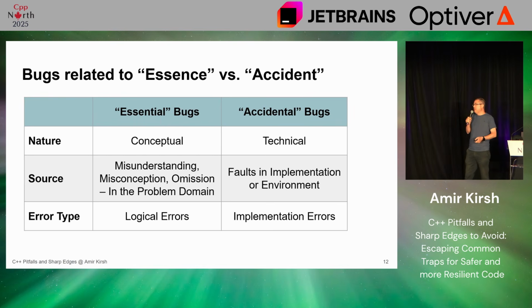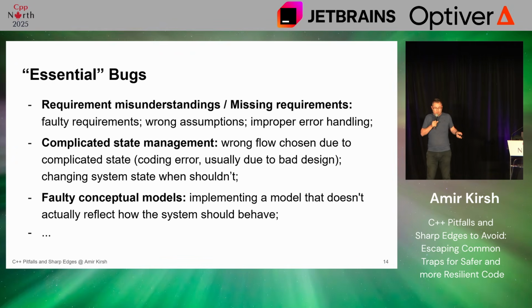It's not that we didn't realize the actual requirements. The source of essential bugs might be misunderstanding, misconception, omissions. The source of accidental bugs might be faults in implementation, and it relates to actual errors, which would be logical errors or implementation errors. Essential bugs would be requirements misunderstanding, or complicated state management that is not reflected in the actual system correctly. Faulty conceptual models, like we didn't model the actual thing in the code. It's not a bug in the way that we implemented. We didn't get things right.